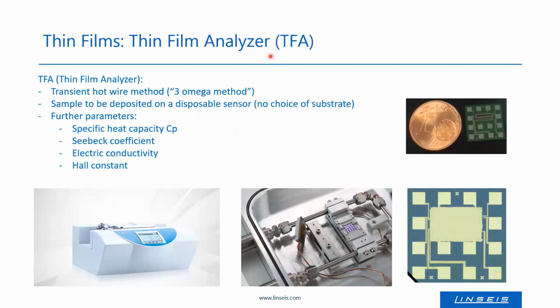So let's have a look at the thin film analyzer. It uses a transient hot wire method, the so-called 3-omega method. And for analyzing a thin film, it has to be deposited on such a disposable sensor. It's very small. It has a side length of approximately 1 centimeter. And as the thin film has to be deposited on the sensor, you have no choice of the substrate. The sensor is the substrate you have to use. Once you have deposited the sample on the sensor, you put the sensor in the sensor holder. This may be heated or cooled by liquid nitrogen.